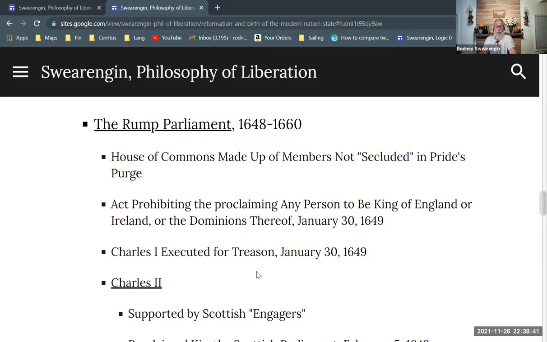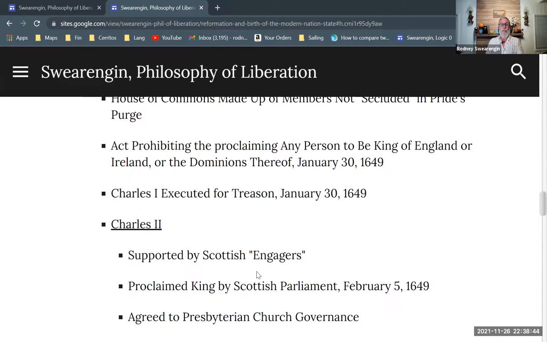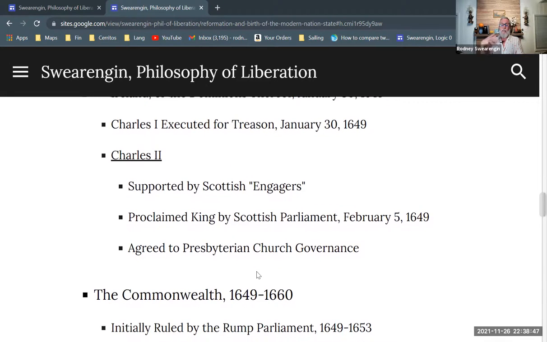And so Charles II, his son, is next in line to the throne. He is supported by the Scottish Engagers. So these are members of the Scottish Parliament that are engaged with the king and are royalists. And so they end up voting to proclaim Charles II King of Scotland on the condition that he agreed to Presbyterian church governance. That was the whole issue of the Bishops' War. So if they could resolve that with Charles II, then the whole issue is resolved and they're satisfied.